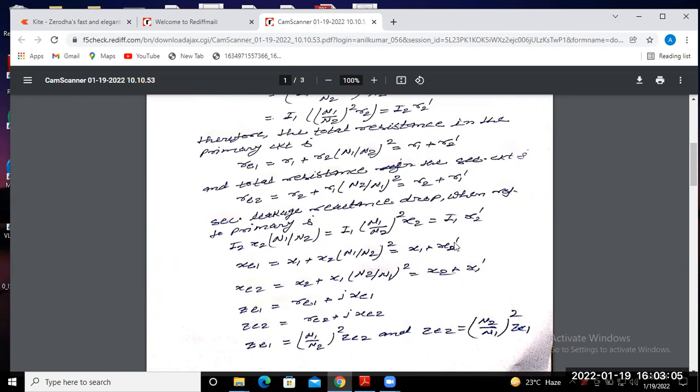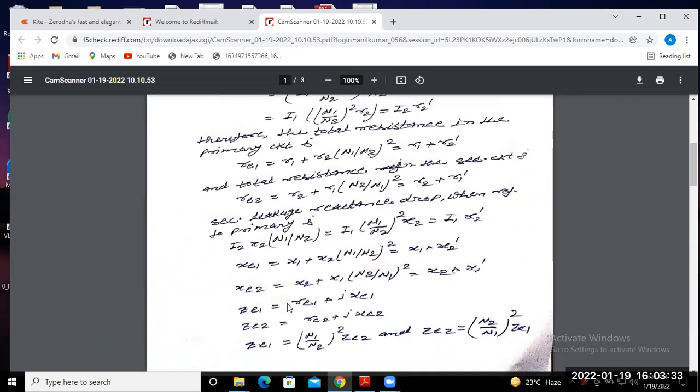X1 prime or X2 prime is the denotation for the leakage reactance referred to the secondary side and primary side respectively. Yeah, so this dash you have to keep in your mind. That is the secondary side reactance referred to the primary side, and this one is your primary side leakage reactance referred to the secondary side. Okay.